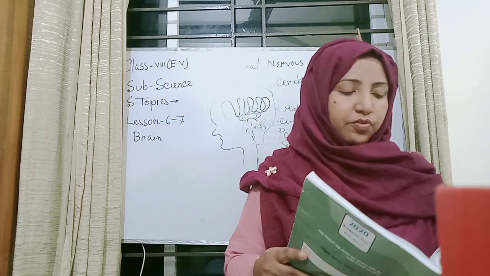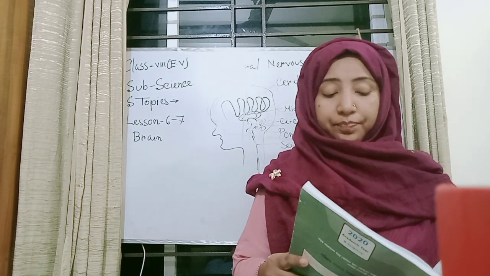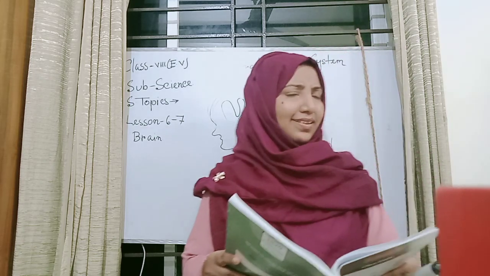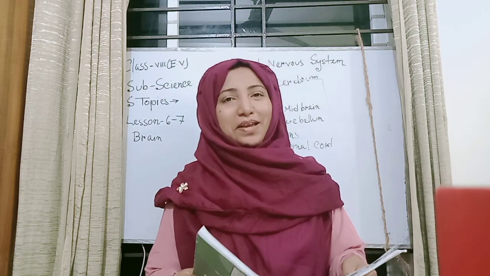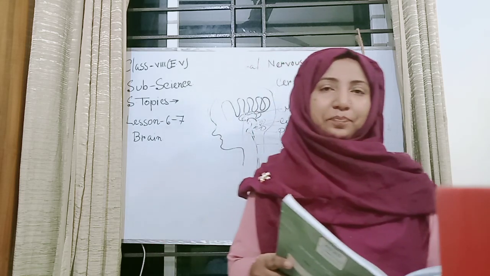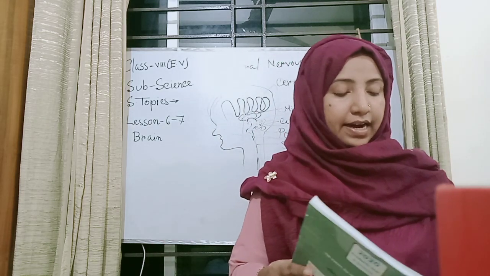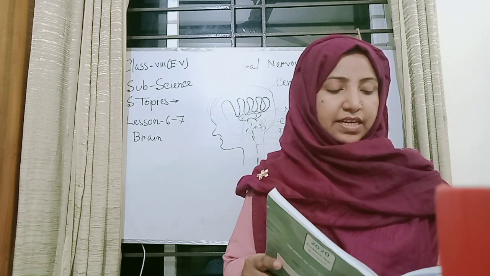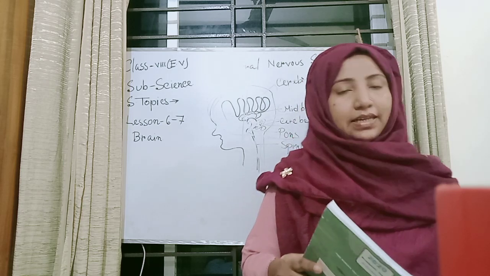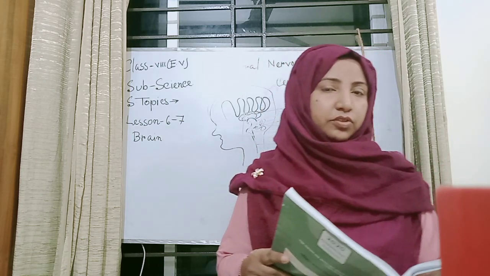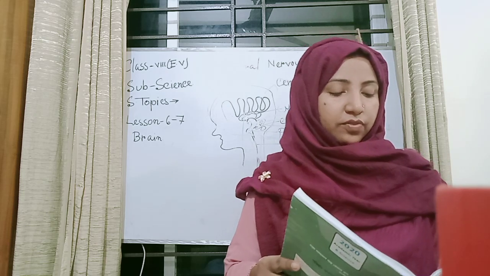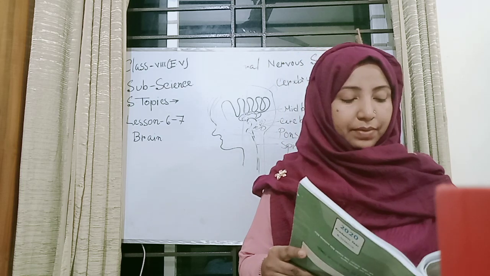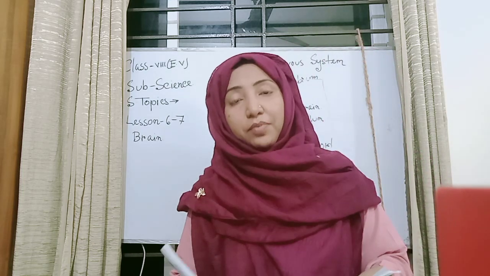The pons is located in front of and under the cerebellum, connecting the medulla oblongata with the upper parts of the brain. Again, the first structure is the cerebellum. The cerebellum is located at the back of the brain and behind the pons. It remains suspended. The cerebellum is divided into right and left parts. Second is the pons. Then the medulla oblongata.